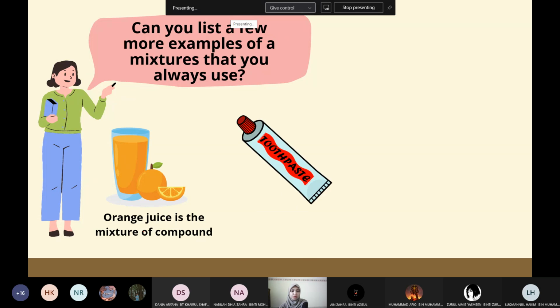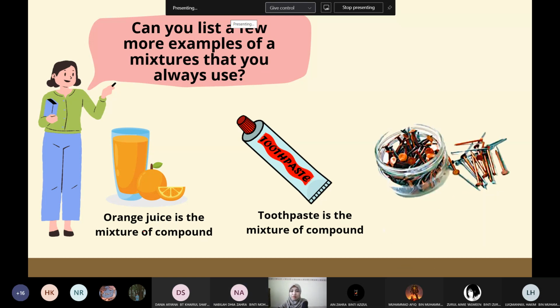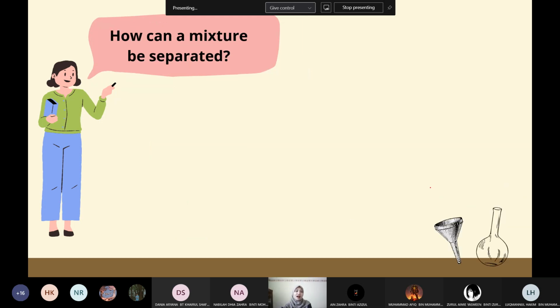Next example, we have toothpaste. Toothpaste is a mixture of compounds too. And we have this one, a mixture of elements. In this container we have a mixture of iron nails and copper nails. So this is an example of a mixture of elements. Alright, so next question. How can a mixture be separated?